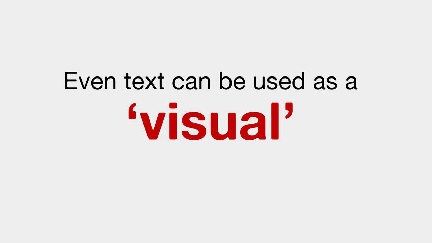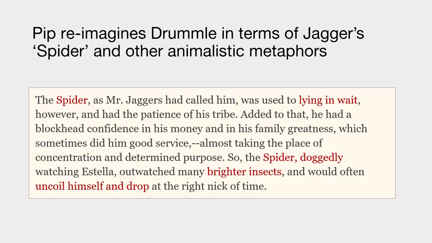Even text can be used as a visual. Sometimes we're interrogating a piece of text itself, and that can work well if we show that text and highlight individual parts of it. So here's an example from English, an extract from Great Expectations, and it's got certain words picked out to illustrate and emphasise the point made in the heading.